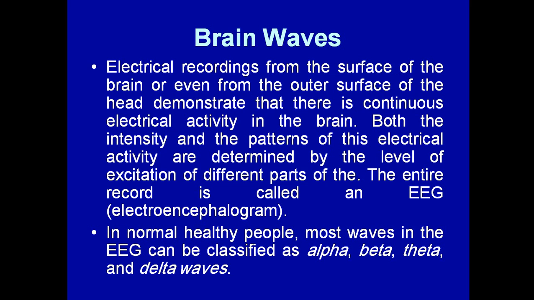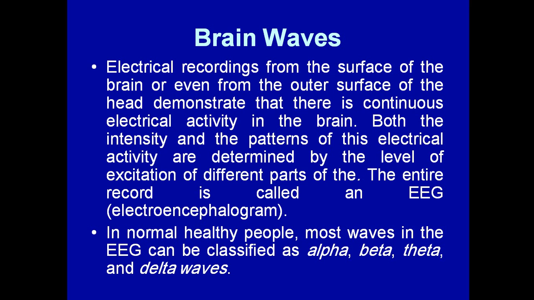Continuing our lecture about brain waves. Actually, brain waves are classified according to the EEG. EEG is an electroencephalogram. This EEG is defined as an electrical recording of the activity from the surface of the brain, or from the outer surface. It is performed by putting electrodes on the outer surface of the head to record the electrical activity from the surface, mainly of the cortex of the brain in all its areas.